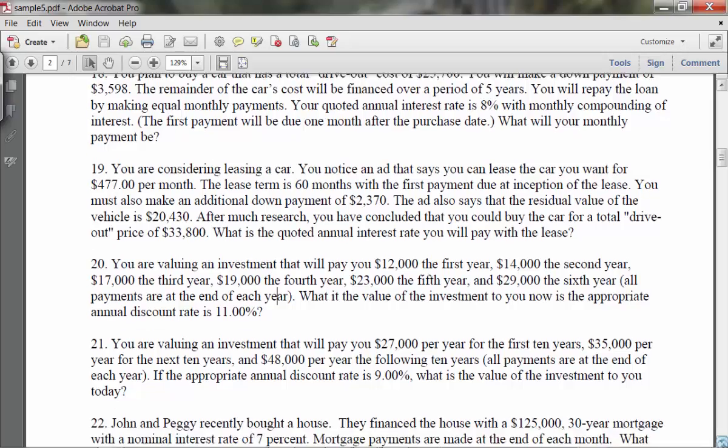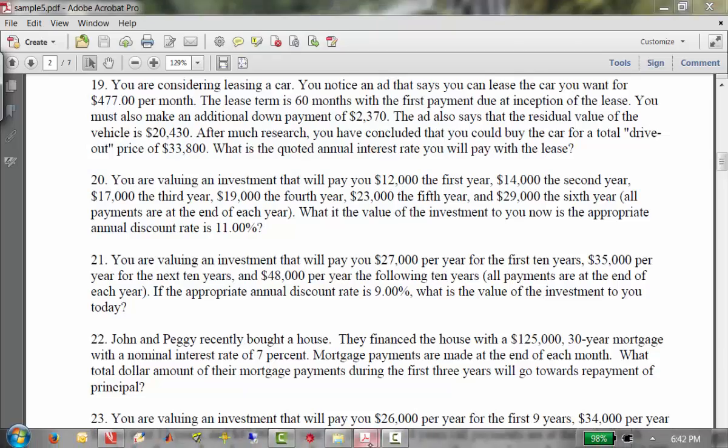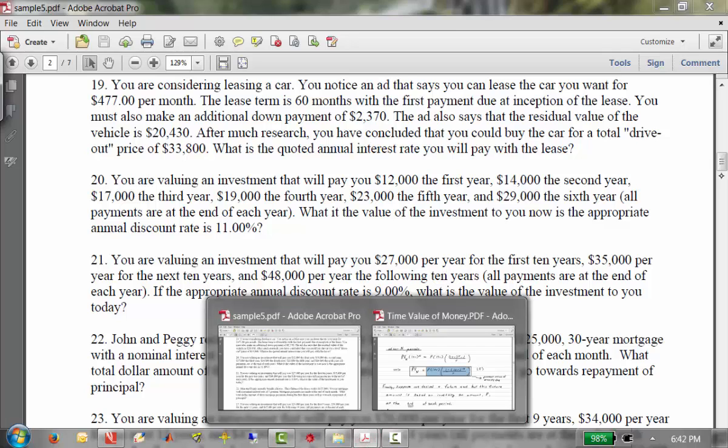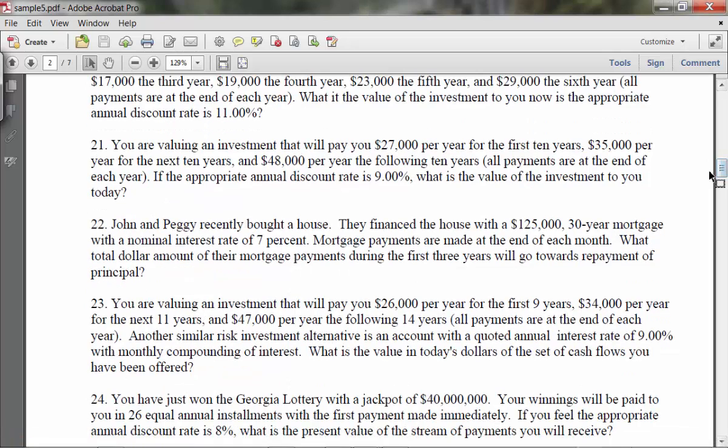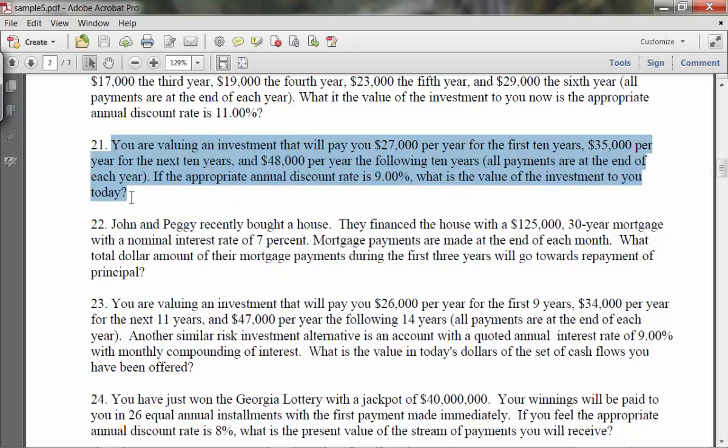You are valuing an investment that will pay you $27,000 per year for the first 10 years, $35,000 per year for the next 10 years, and $48,000 per year the following 10 years. All payments are at the end of each year. If the appropriate annual discount rate is 9%, what is the value of the investment to you today?